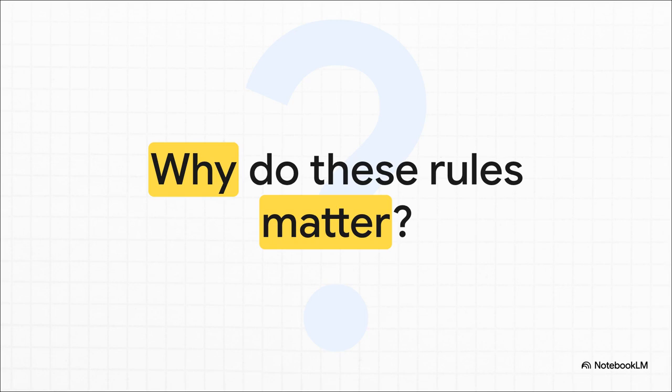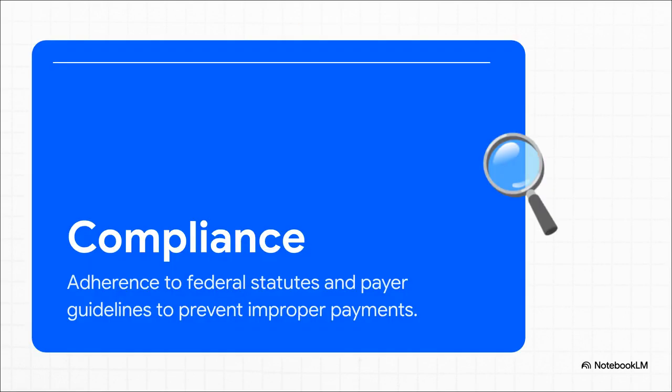Now, you might be wondering, why do these rules even matter? Look, coding isn't just about slapping numbers onto a chart. It's absolutely crucial for justifying medical necessity, securing accurate reimbursement, and, maybe most importantly, preventing massive audit risks by strictly adhering to payer edits. So, what does compliance actually mean for you on a daily basis? It's the strict adherence to federal statutes, payer guidelines, and documentation standards to stop improper payments in their tracks. And hey, always remember the coder's golden rule. If it isn't documented, well, it literally didn't happen.